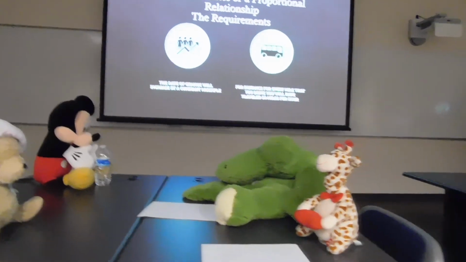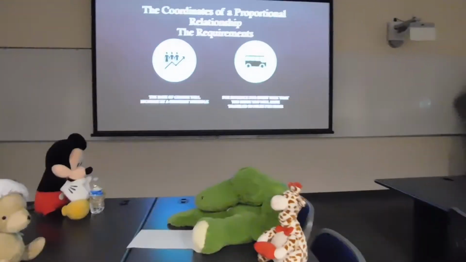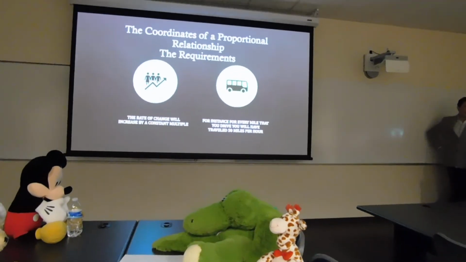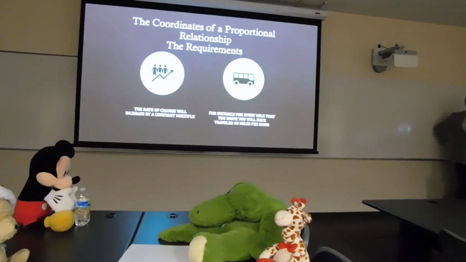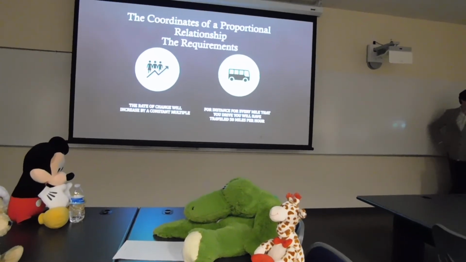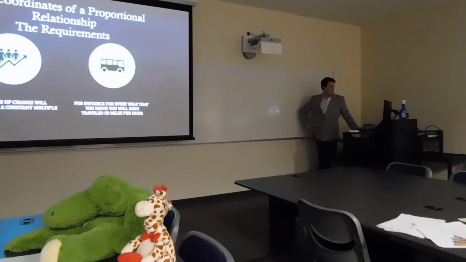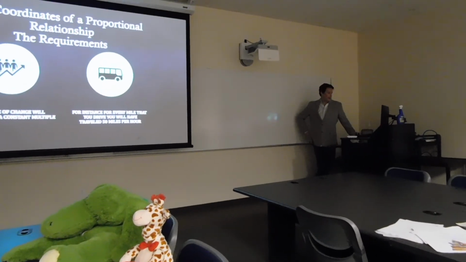So let's review that. The coordinates and proportional relationships, the requirements. The rate of change will increase by a constant multiple, not necessarily the same number, but multiple. For instance, for every hour that you drive, you will have traveled 50 miles. You can check in for the first hour at 50, and then the 3 hours at 150.